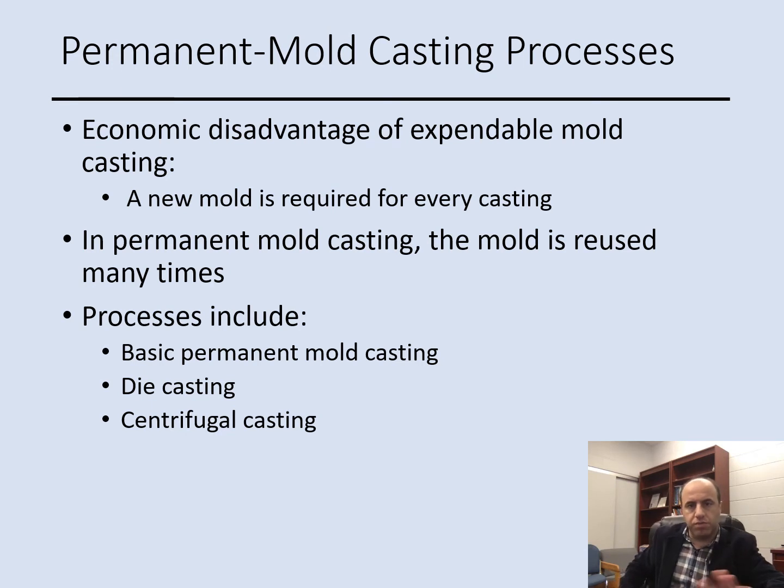So far we talked about expendable mold casting, but there is another casting process called permanent mold casting. And the problem with expendable mold casting is that we need a mold for every single casting. So you cannot make one mold and use it multiple times. If you want to use the mold multiple times, then you have to switch to a permanent mold casting process.